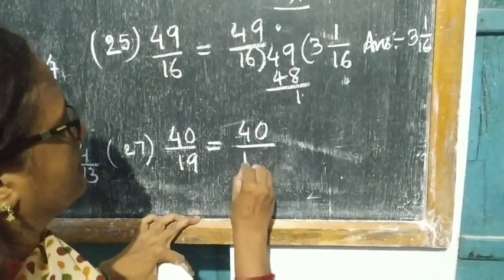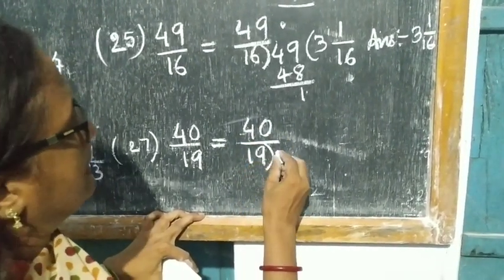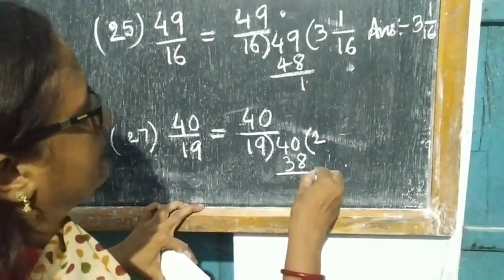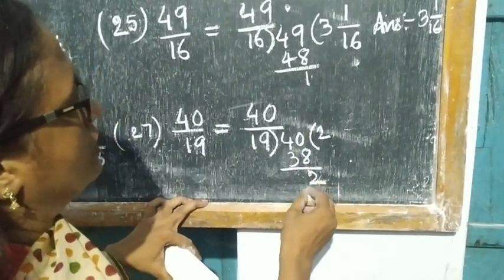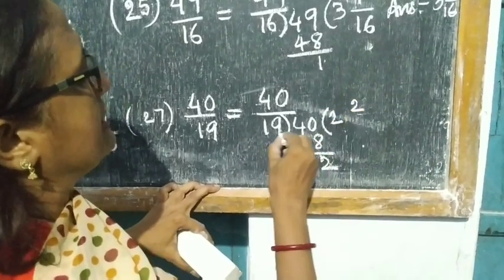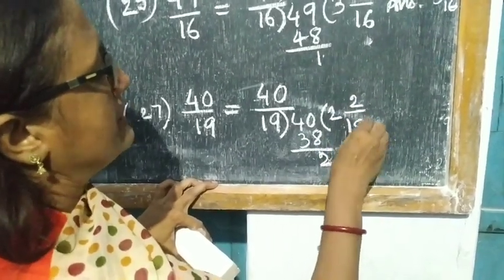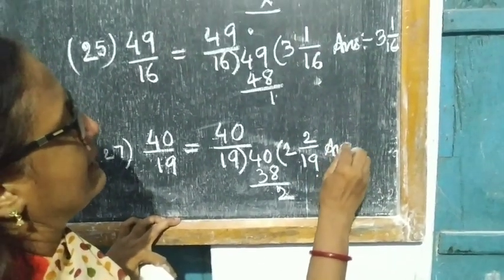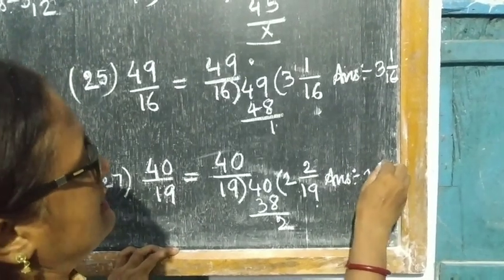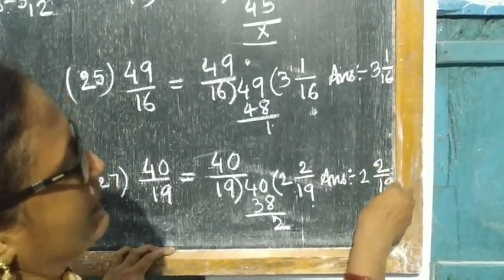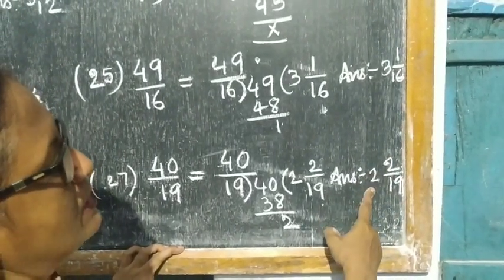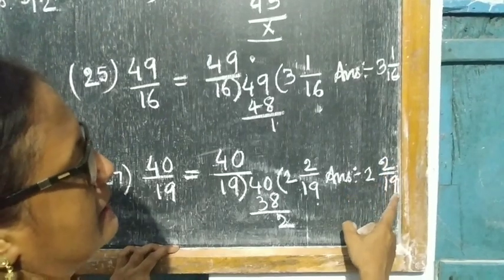Next 40 by 19. You divide 40 by 19. So 19 twos are 38. So 40 minus 38, 2. So this 2 will come in the numerator and 19 will come in the denominator. So answer 2 by 19. Again children, I am recapitulating that 2 by 19 is also a mixed fraction because it consists of a whole number 2 and a fraction 2 by 19.